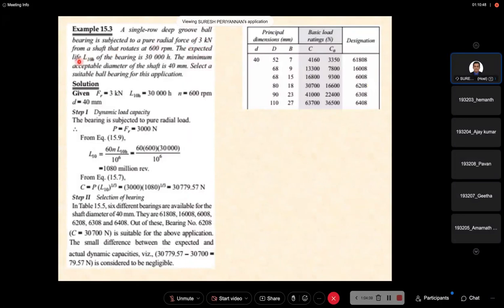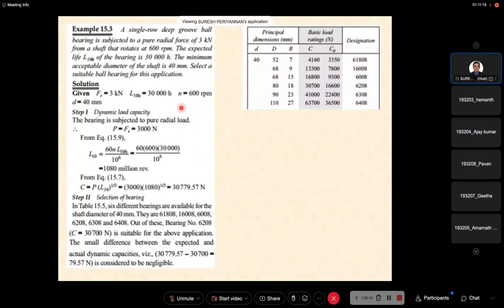The expected life of the ball bearing, the working hours, is given as 30,000 hours. The minimum acceptable diameter of the shaft is 40 mm. This means the inner diameter of the bearing. Select a suitable bearing for this application. Now the radial load is 3 kilonewton, a pure radial load, the bearing working hours are 30,000 hours, and the speed of the bearing is given.